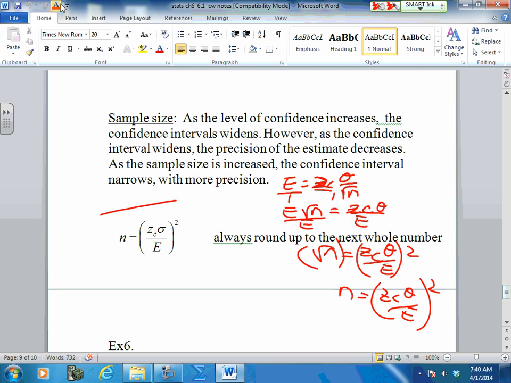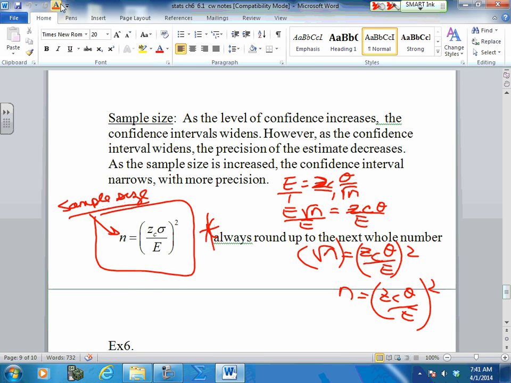So this guy is the guy you're going to use when you find a sample, because n is your sample size. n is your sample size. That's the one we want to know. And I will give you that formula so you don't have to remember how to transform it. The one thing that I want you to remember, though, is whenever you find n, whatever n happens to be, we always round up to the next whole number.